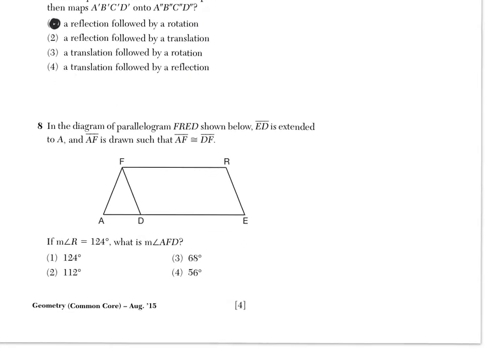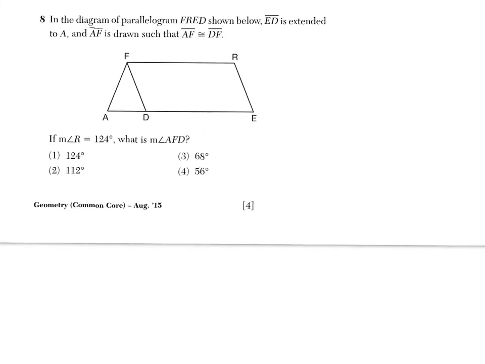All right. Number 8, I guess is the right way. In the diagram below of parallelogram FED, ED is extended to A, and AF is drawn such that AF is congruent to DF. Whenever we get this kind of information, we want to mark it down. Always mark, right? We always want to mark everything. Always mark givens.